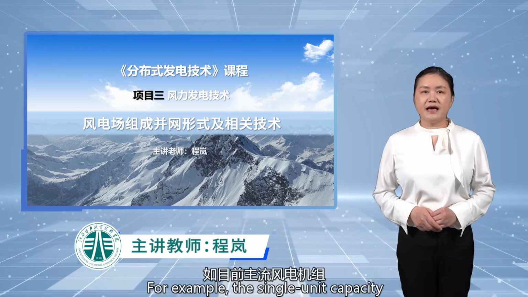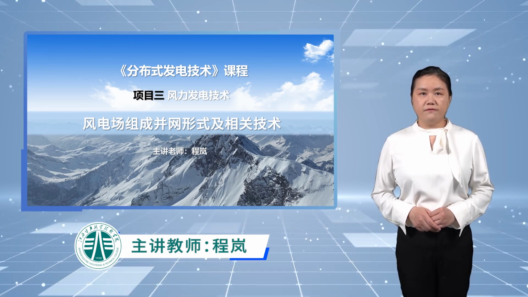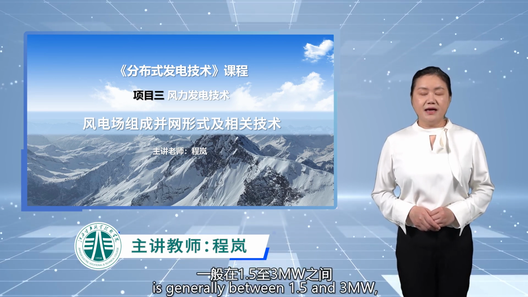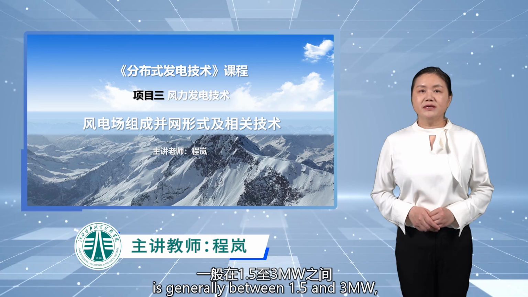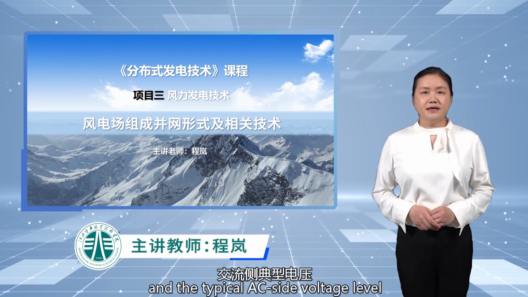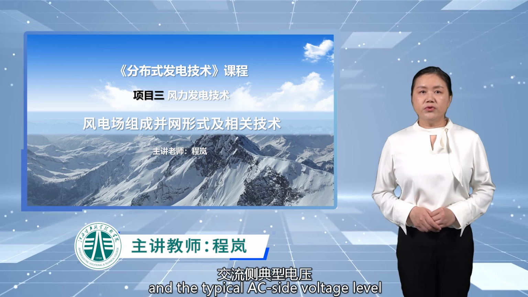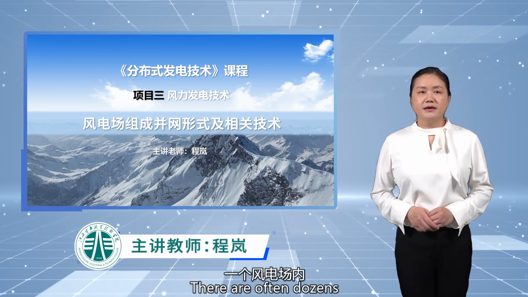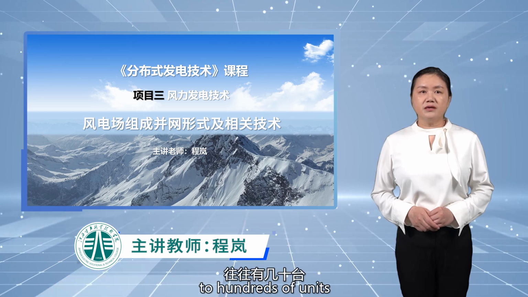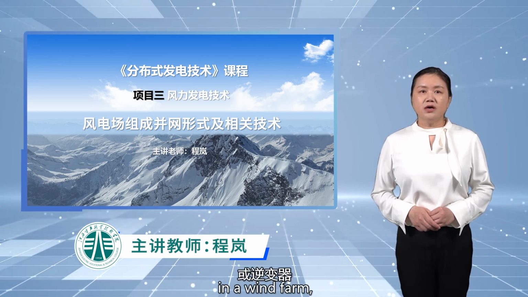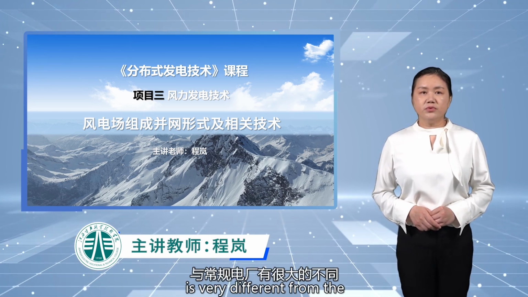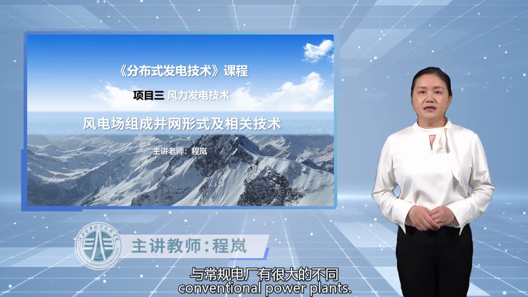For example, the single unit capacity of the current mainstream wind turbine is generally between 1.5 and 3 megawatts. And the typical AC side voltage level is 690 volts. There are often dozens to hundreds of units of inverters in a wind farm, so their connection to the grid is very different from the conventional power plants.